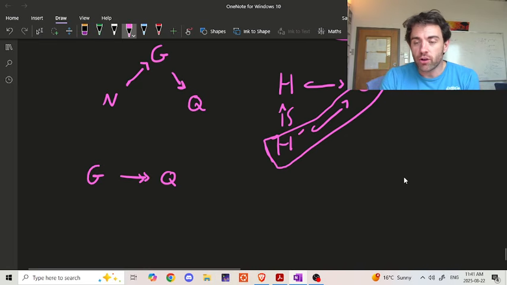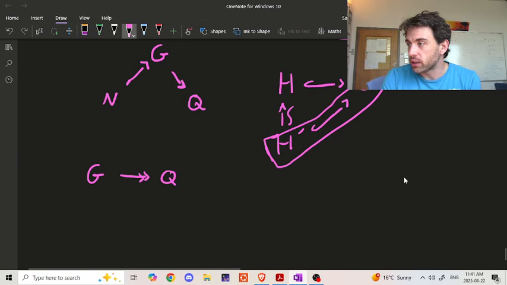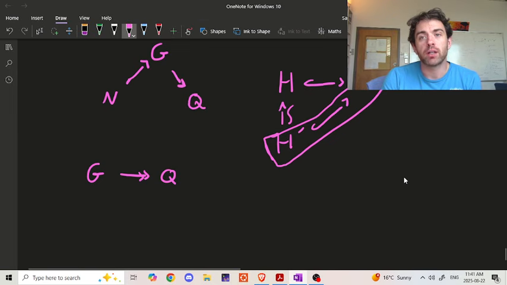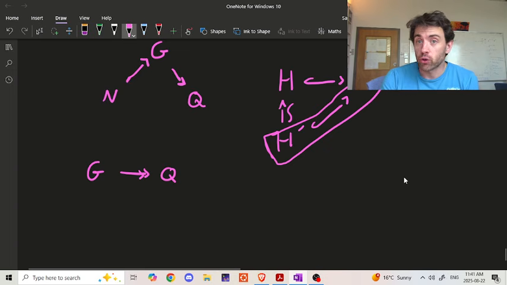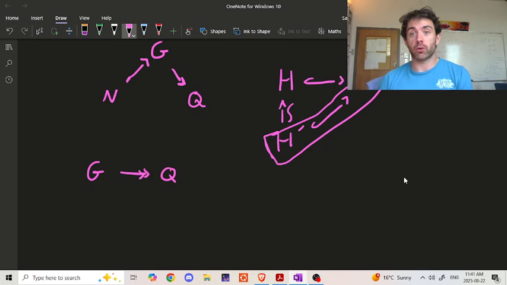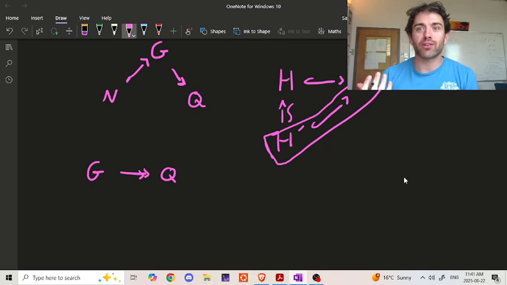Now, what's interesting in this perspective, hopefully you have some familiarity with the first isomorphism theorem of group theory. Probably one of the most important theorems. It's really, really useful for proving two groups are isomorphic. Surprise, surprise.